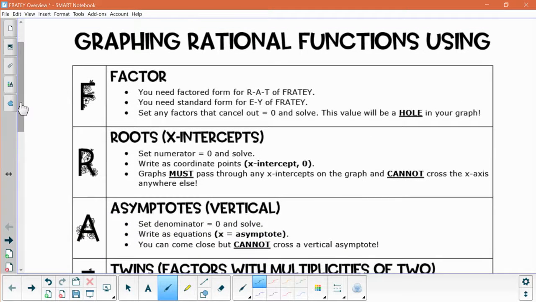So, FRATEY, F is going to stand for factor. You need to factor everything in the numerator that you can, everything in the denominator that you can. And eventually we will get to the point where if something gets canceled out, we will end up with a hole. Not in our first lesson, but eventually we'll get there.